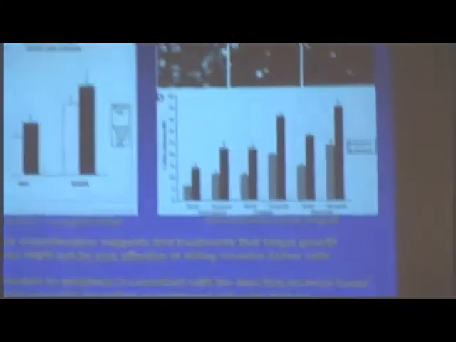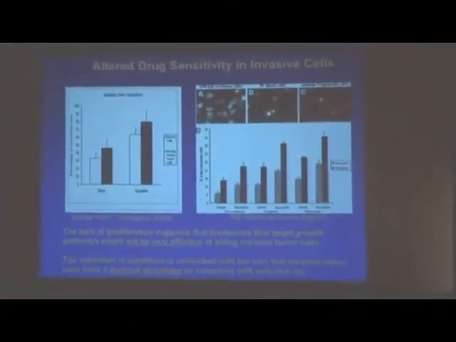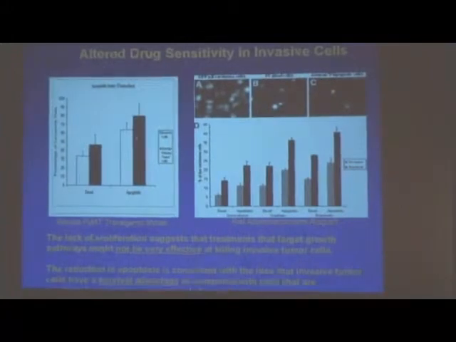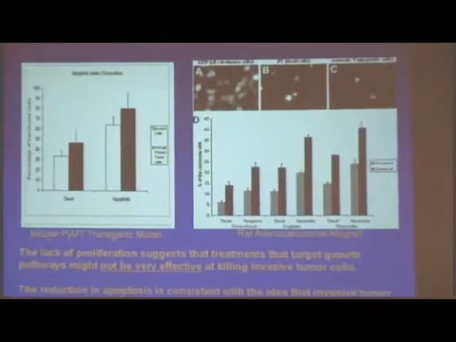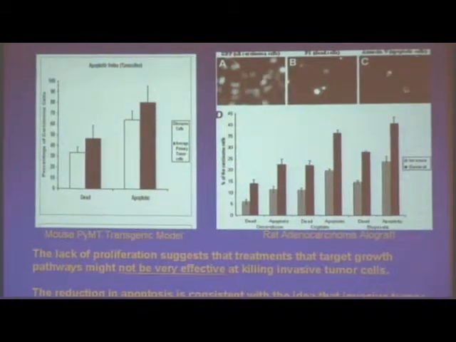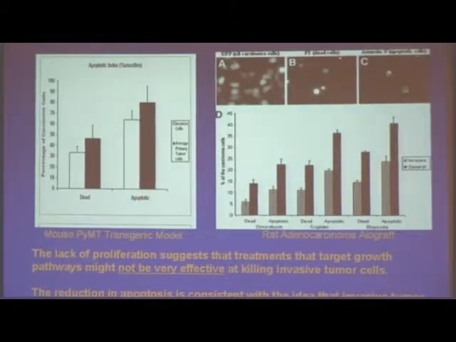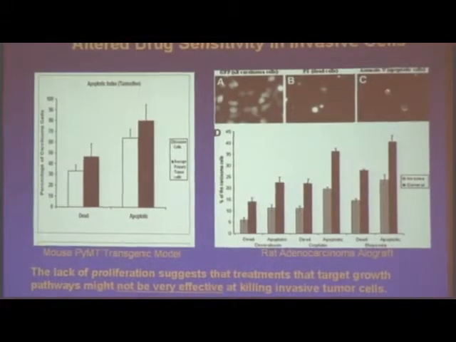Okay, this is just a slide, very busy slide, but please try to understand that what we are trying to observe here is that the cells came from a mouse transgenic model and a rat adenocarcinoma model. But this is like the cell model and this is like the genetic model. Both of them show that the cancer cells that are in the invasive cells are hypoapoptotic. So you challenge them with chemotherapy drug, they're not going to die.